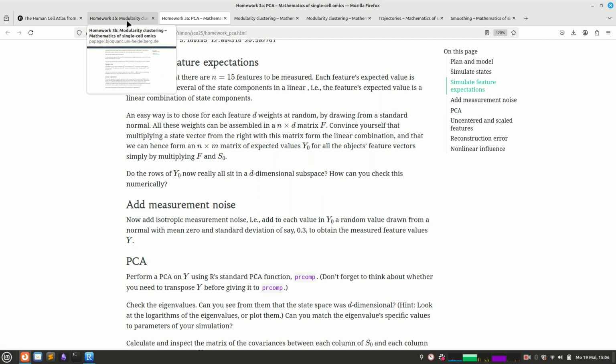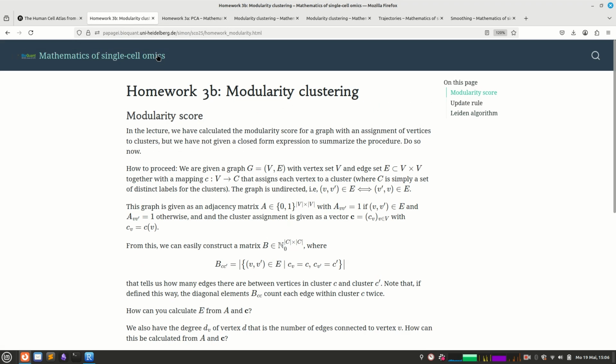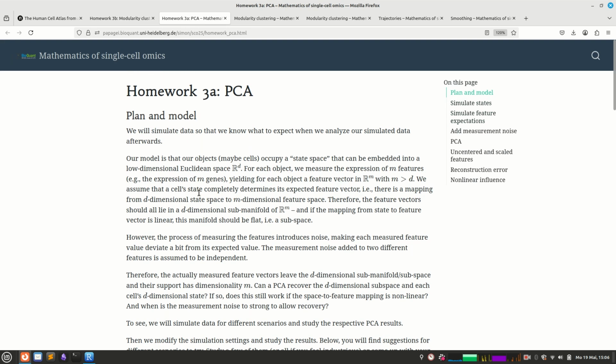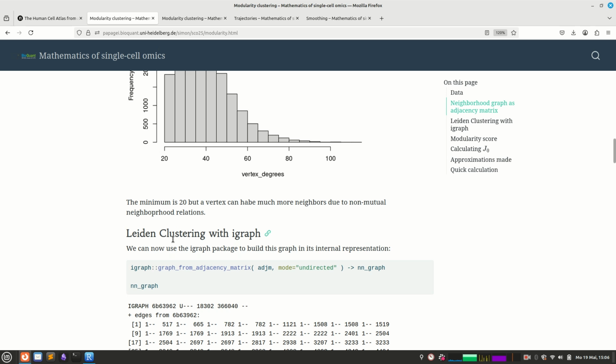Now for the homework, as I said, I made one homework on modularity and one on PCA. My hope was that you look at maybe a few parts of this and not go through all of it, unless you're really motivated, then of course that's also great. So let's see how far we get with talking through this homework tomorrow.